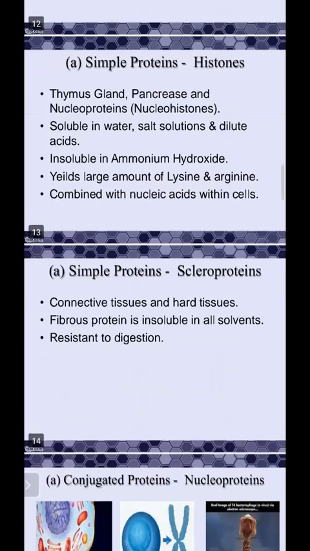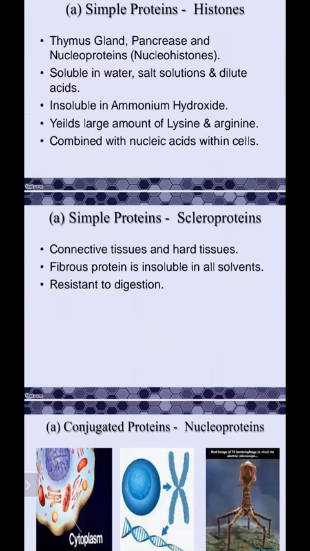One more protein is there, scleroprotein. This is found wherever we have connective tissues or heart issues. If we have connective tissue or heart problems, the protein present there is scleroprotein. It is a fibrous protein, insoluble in all kinds of solvents, and resistant to digestion. These cannot be easily digested.